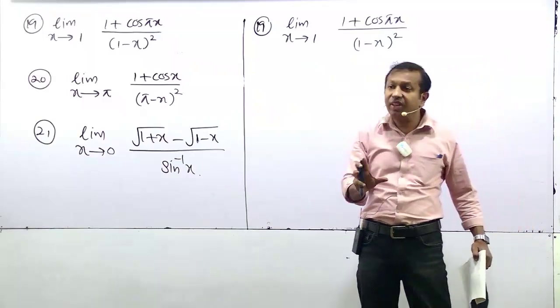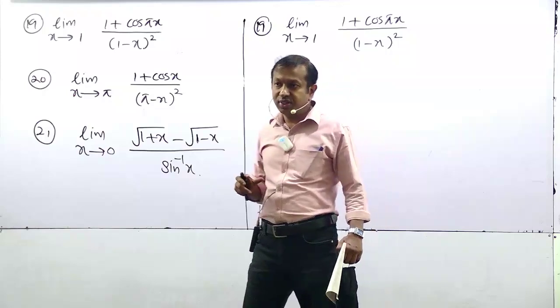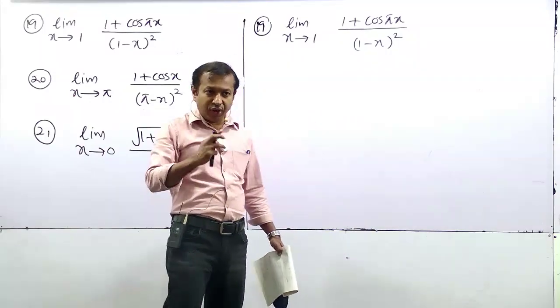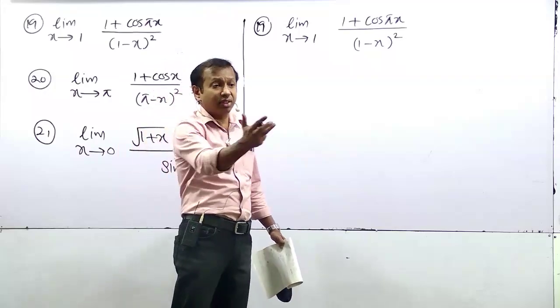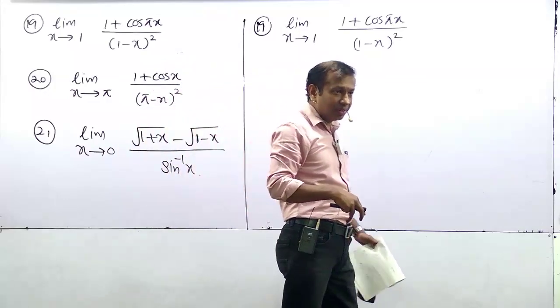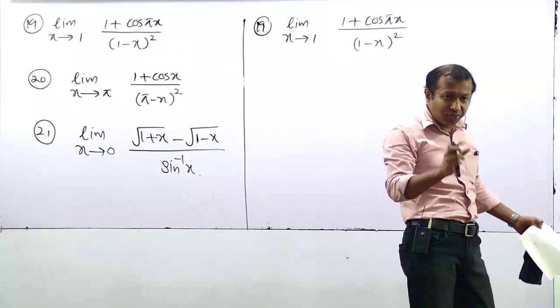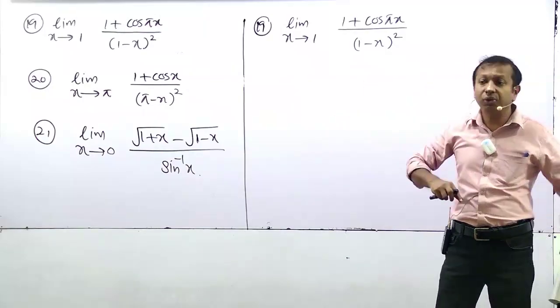So there are limited ways of working out questions. When you take the answer for a limit question, there are a limited number of techniques of getting the answers. If you can remember them, that's all. That's the only option. Other than that, don't think anything.